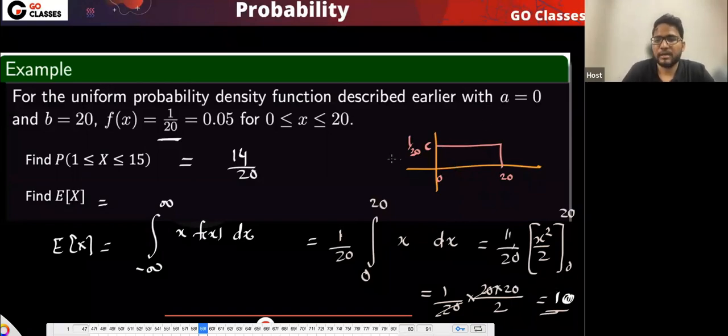So basically, from this also you can figure out the expectation. Expectation is basically sitting in the middle, right? If it is uniform, then it should sit in the middle, which means if this is 0 and 20, then this should be 10. On average, you can say the expectation is 10. Anyway, we can calculate it mathematically.